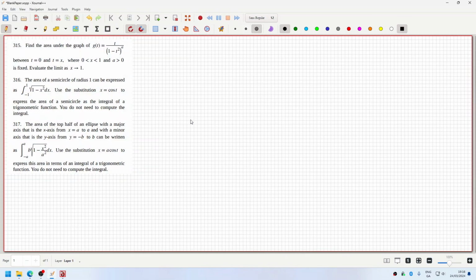Okay, find the area under that graph between 0 and x. So we want to go with the substitution again. u equals 1 minus t squared. So that means du equals minus 2t dt.